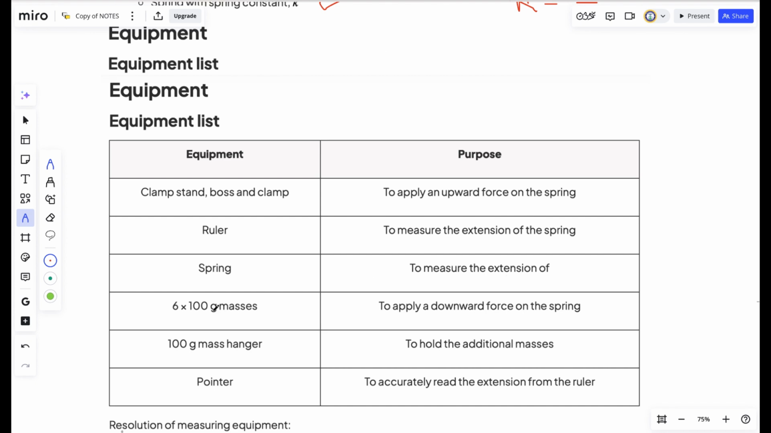Then the 6 times 100 gram masses. This is to change the force, to change mass to force. The 100 gram hanger is to hold the additional mass. The pointer is to accurately read the extension. Remember the pointer when you're doing this experiment. It's very important to measure with the pointer. Okay, let's move on quickly.